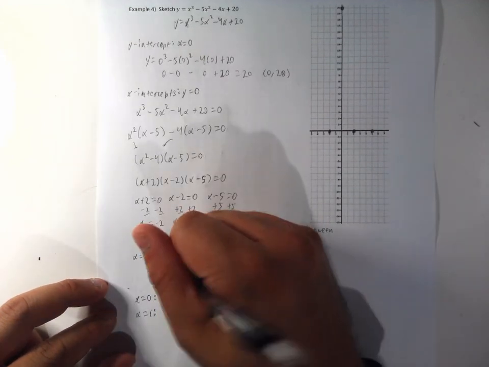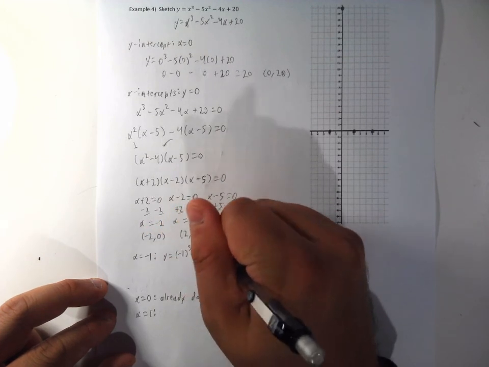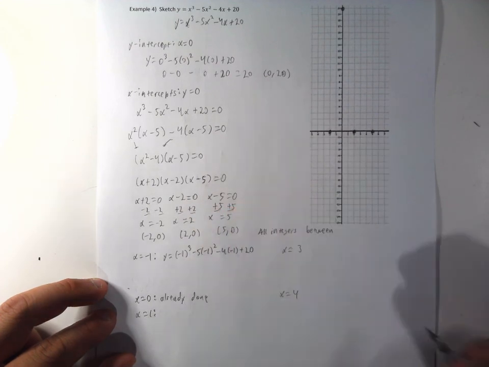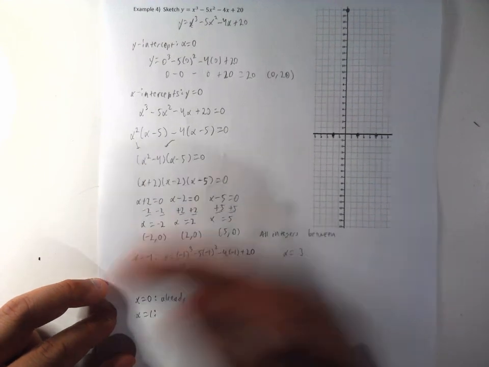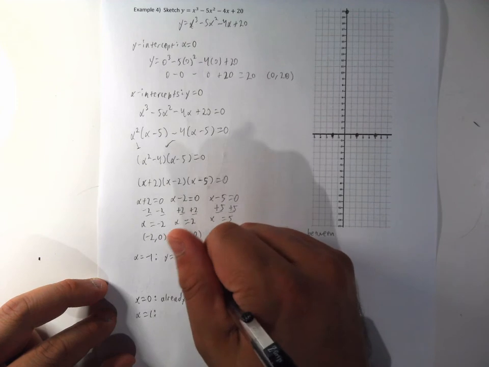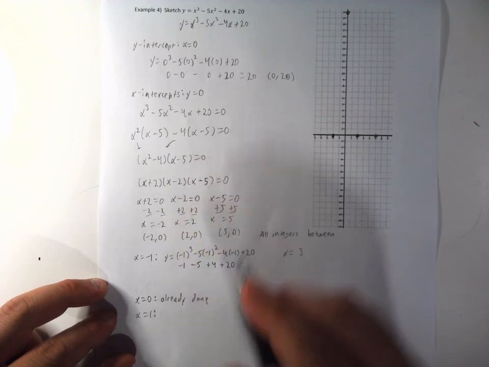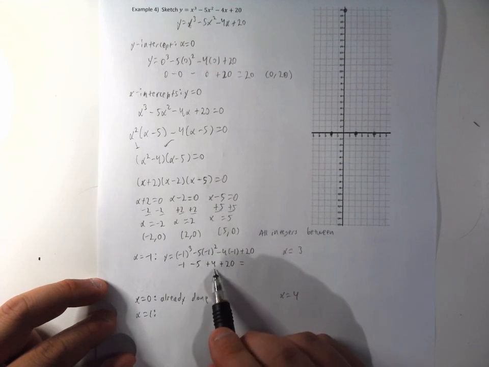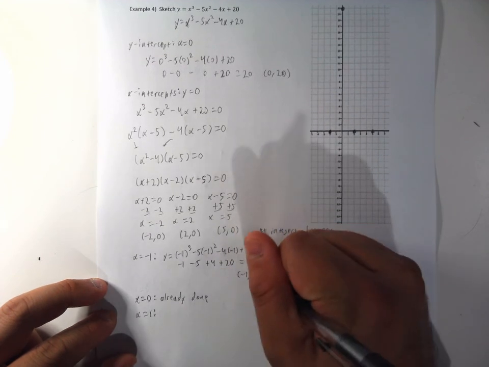Okay, so y equals -1 cubed minus 5 times -1 squared minus 4 times -1 plus 20. -1 cubed would be -1. -1 squared is 1. 1 times -5 is -5. That's going to be plus 4 plus 20. So, -6 plus 4 is -2 plus 20 is 18. So I have -1, 18.